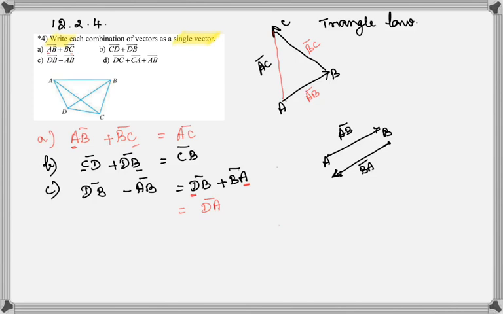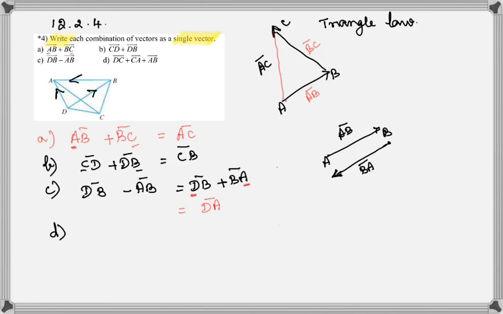So it is DB, DB is this vector, and then BA is this vector. So the resultant vector, the sum of these two vectors, will start at the initial point of the first and end at the terminal point of the second, which is equal to DA.